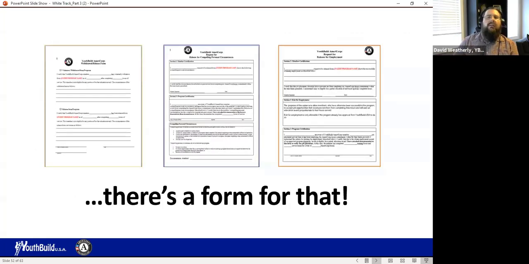And lastly, I'd like to remind everyone that all of these exits do require a form. There is a form for an early release. There's a form for compelling personal circumstances. There's a form for exit for employment. So please make sure you check out the website to get the proper documentation and the forms.